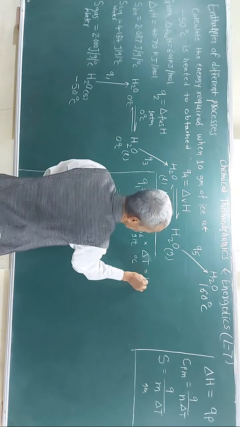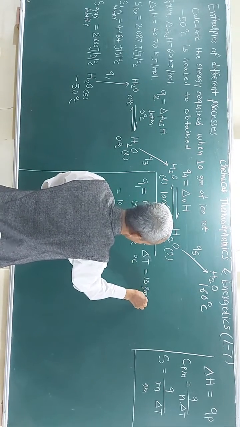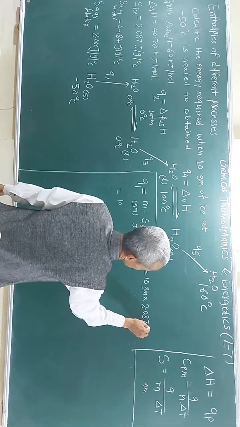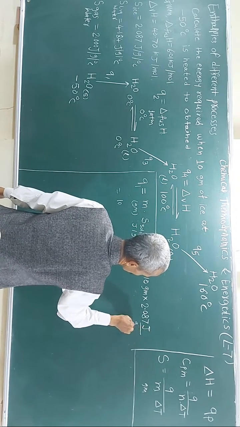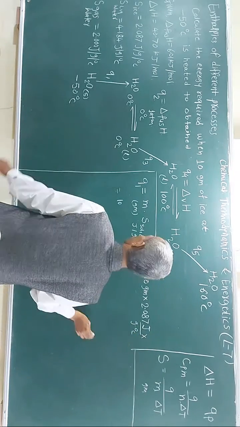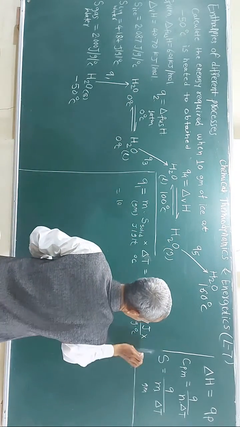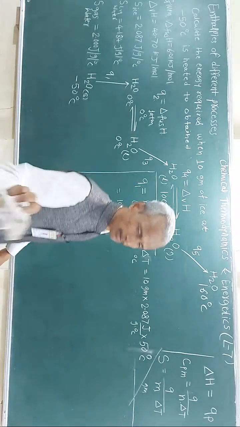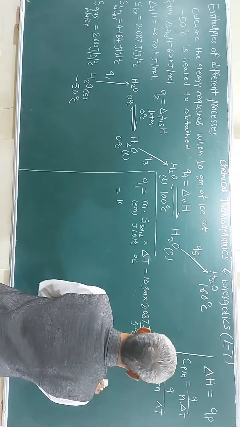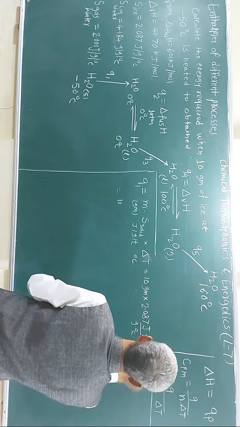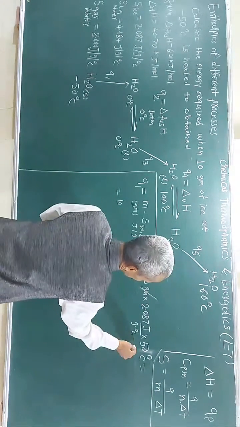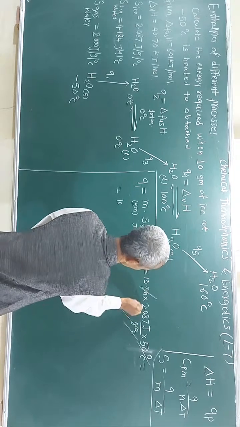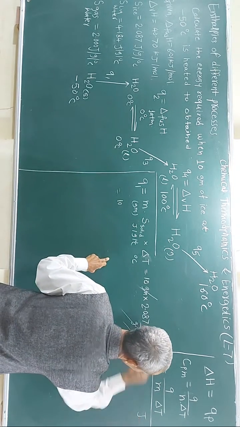One can write here 10 grams into 2.087, which is in joules per gram per degree Celsius, multiplied by the temperature difference, that is 50 degrees Celsius. I'm going to obtain, so here grams cancel, degree Celsius cancels. Then 50 into 2.0 and 10. Whatever is obtained, it is in joules.